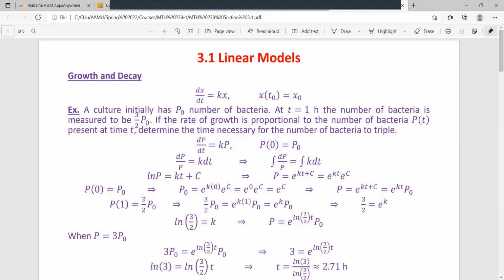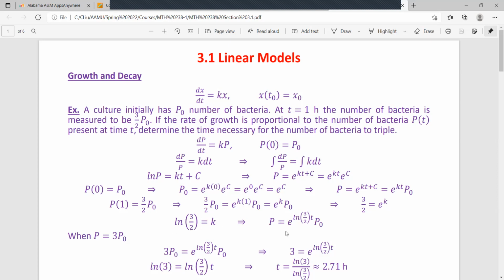So then you just plug in 1 for T and 3/2 P0 for P in the solution. So we get 3/2 P0 equal to e to the K times 1, T equals 1, remember, times P0. So that's just e to the K times P0, and you can cancel P0 on both sides to get 3/2 equal to e to the K. So you just take a natural log on both sides to get K. So K is just the natural log of 3/2.